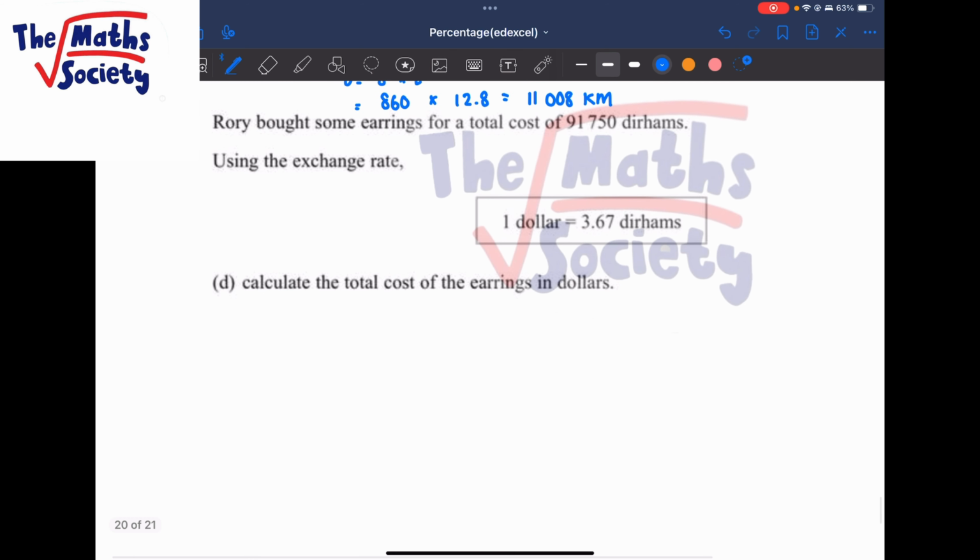And it says Rory bought some earrings for a total cost of 91,750 dirhams. Using the exchange rate, you just need to change it to dollars, which is 91750 divided by 3.67, because $1 equals 3.67 dirhams, which you will pay $25,000.